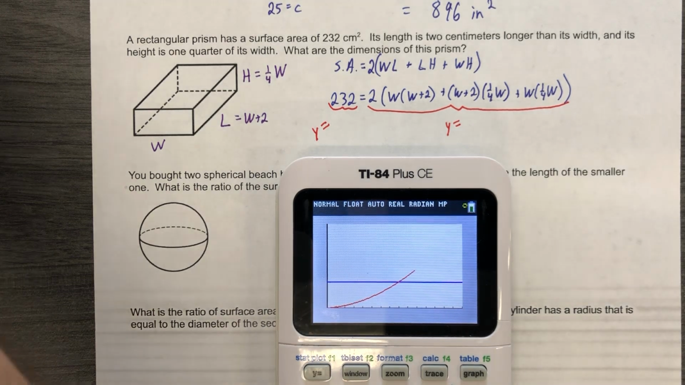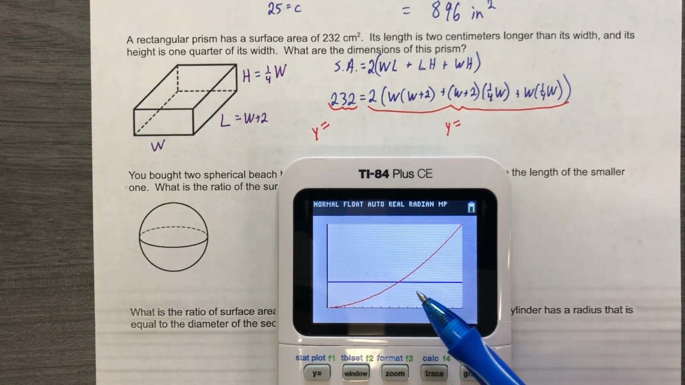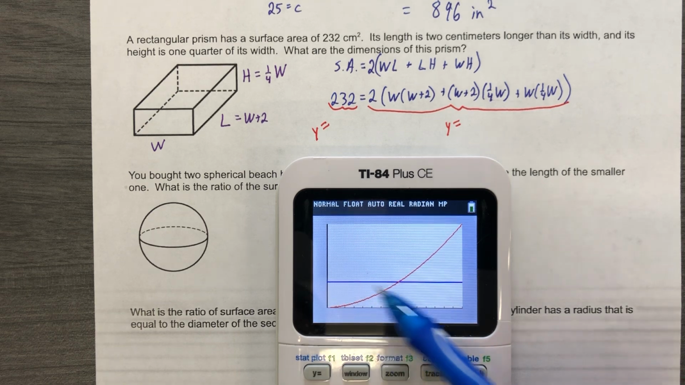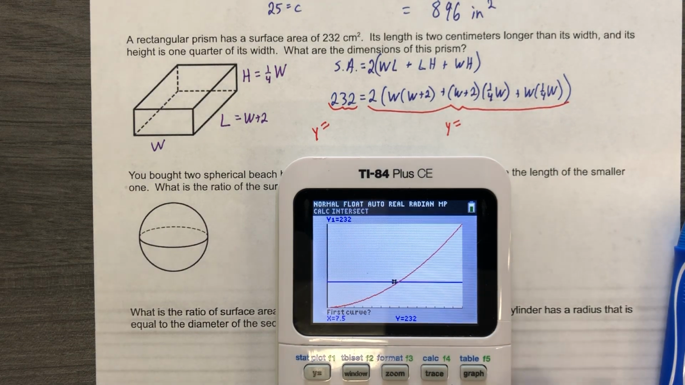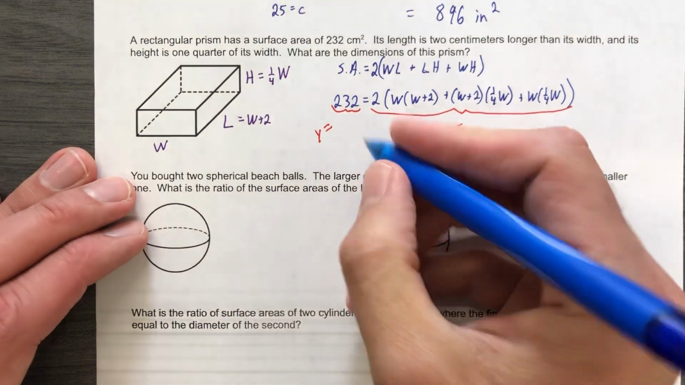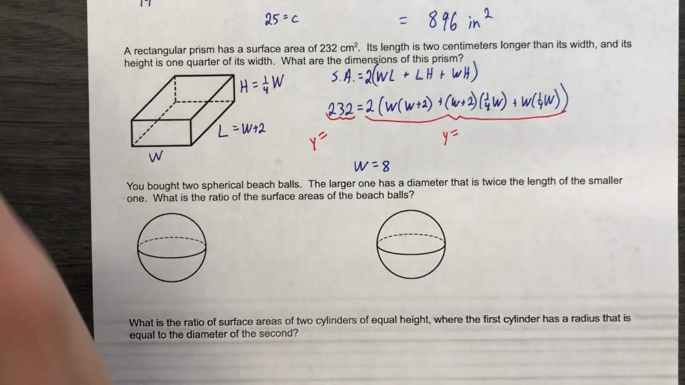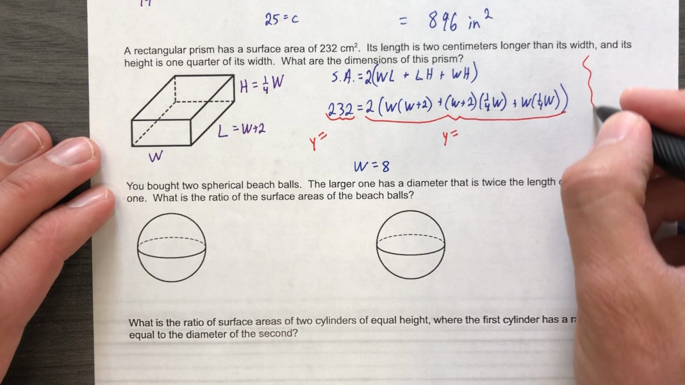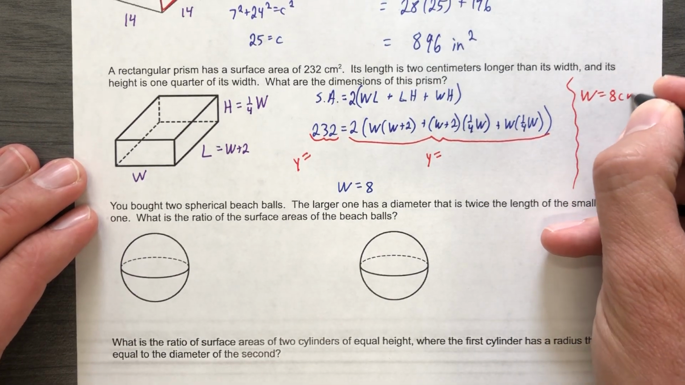What I really need is that point of intersection right there. More specifically, I need that X coordinate. I know the Y coordinate. It's 232. So I'm going to find it. Second, calc, intersect, enter. There it is. 8 comma 232. So now I know that the width that works for this whole thing is 8. Oh, that's good to know. Final answer over here in red. The width is 8 centimeters.